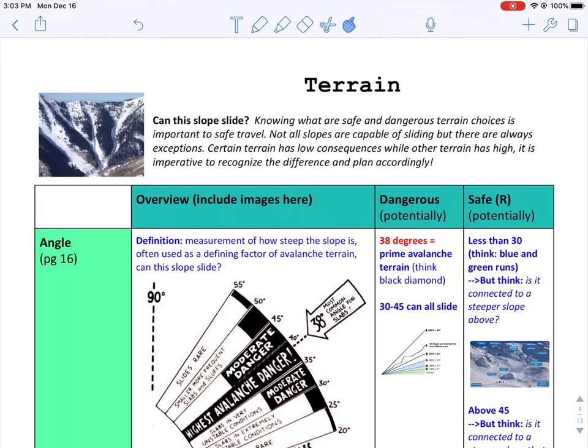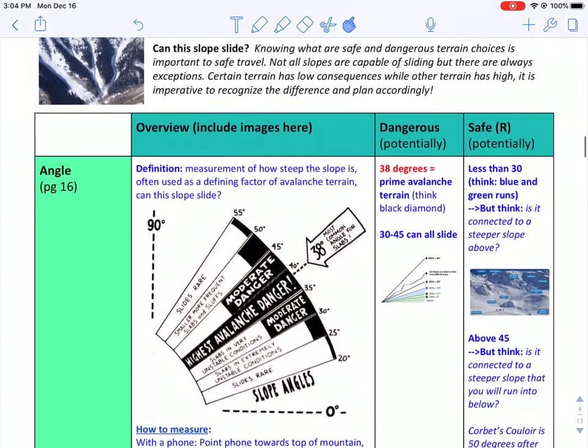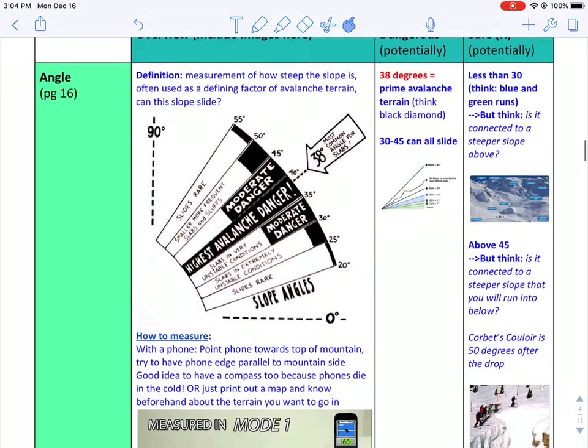There are a few exceptions, but it's interesting to know that some areas really will never slide. And certain terrain has really low consequences if a slide happened, and certain terrain has high consequences. It's important to know this difference and be able to plan a route accordingly. So the one thing that we're going to talk about together here is angle.